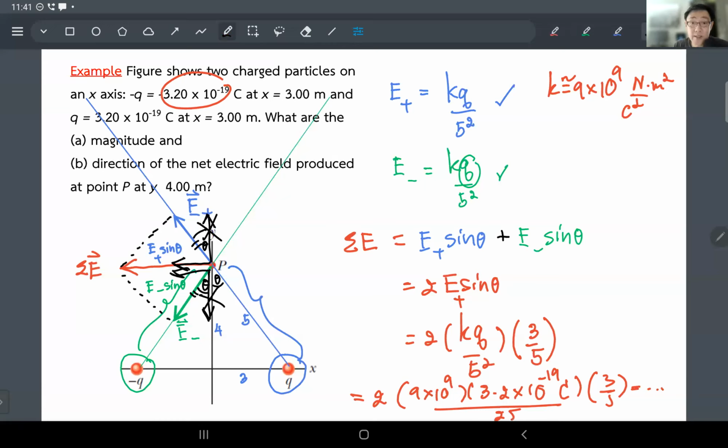Okay, and you want the direction of this one? Well, what is the direction? You can say your sigma E is just going to be the magnitude that you just got. You can put negative i hat if you're familiar with that. If you don't like the i hat, just say it points to the left. Then you will be fine.